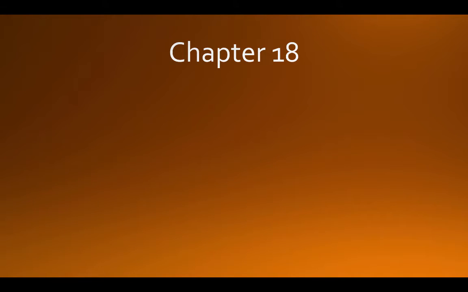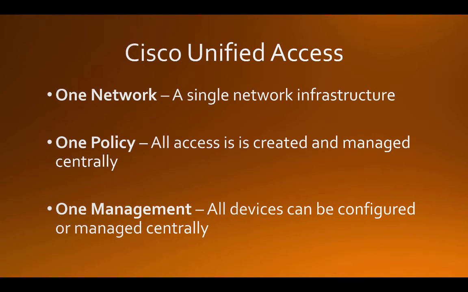All right, so Chapter 18, woo! Cisco Unified Access. Cisco is pushing this unified access method, and it's kind of a neat idea. Basically, they want one network, one policy, one management. One network: a single network infrastructure. All access is created and managed centrally, and all devices can be configured or managed centrally. So in terms of IT people, it's a dream. But in terms of the budget guy and the finance people, they're like, oh crap, it's Cisco, it's going to be expensive.